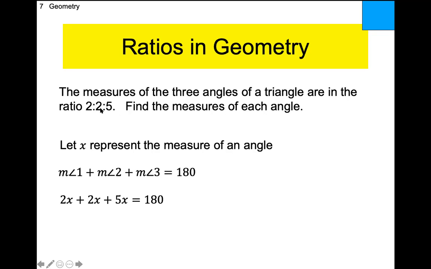If x represents the number that I would multiply 2 by to get that angle measurement, then it would be 2x plus 2x plus 5x equals 180. This will work for any ratio if you're told something about the total value of the things you're comparing. For instance, if we were talking about the ratio of apples to oranges, 2 to 5, and I said there are 20 total fruit, 2x plus 5x equals 20. That one didn't work out because of the math. How about 2 to 8? That would work out. So 2x plus 8x equals 20, then we can figure this out.